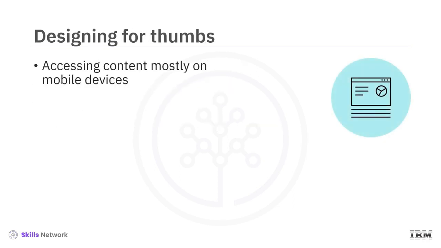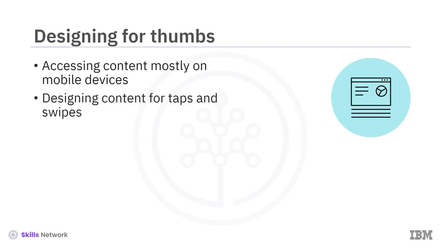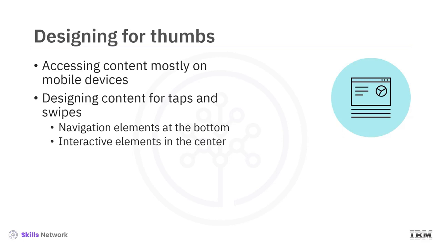As users today access content mostly on mobile devices, a developer should design for human thumbs. In other words, designing web content means designing content for taps and swipes as well. The main navigation elements should be placed at the bottom of a mobile device screen, where a thumb can easily reach. Interactive elements, moreover, should be placed in the center of the screen, as thumbs struggle to reach the sides or corners of a device screen.